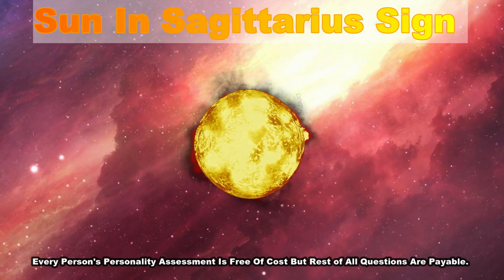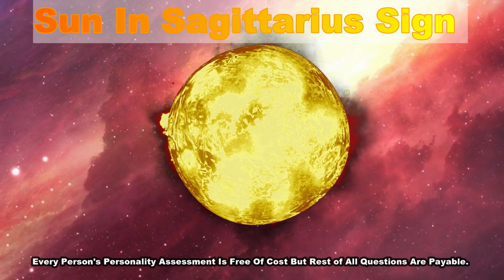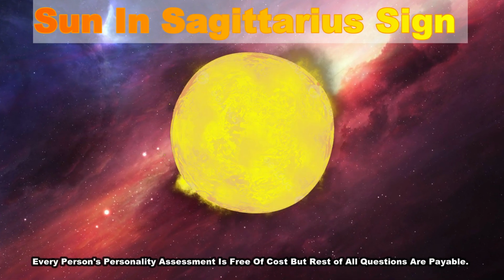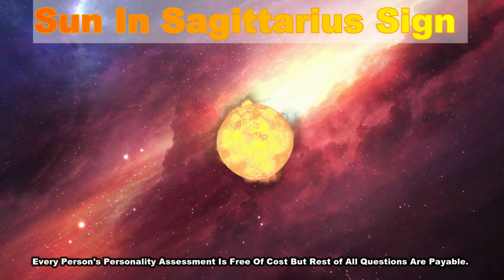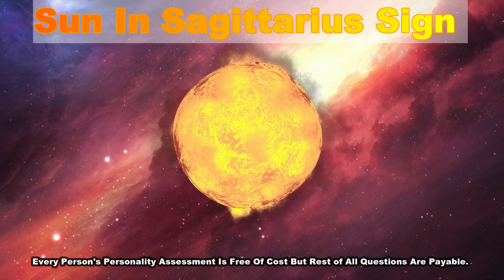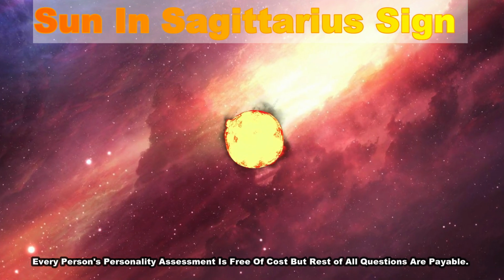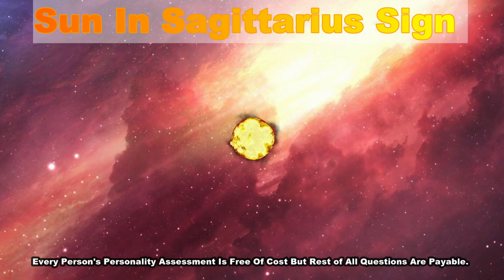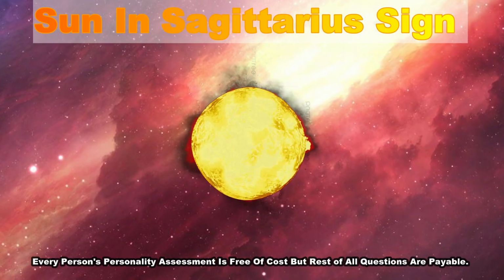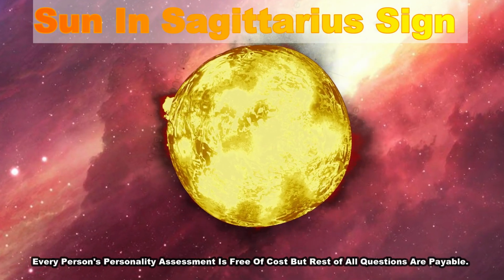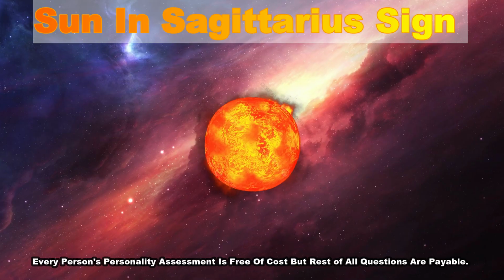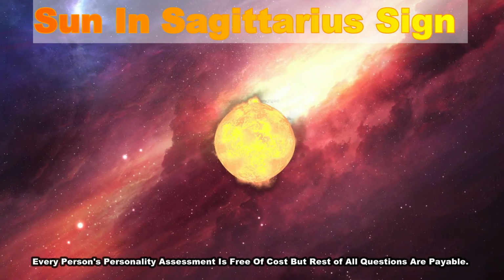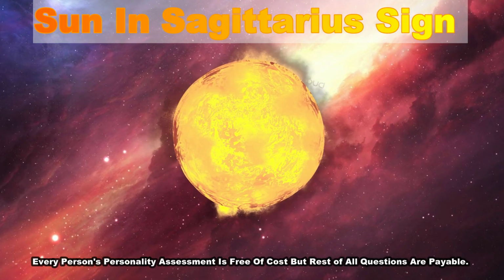The native's life holds the potential for foreign travel, new experiences, and exploration. There is a natural inclination toward growth and expansion in the native's life. The Sun in Sagittarius signifies religion, spirituality, ethics, higher education, philosophy, mentors, teachers, guides, law, justice, truth, and long-distance travel.